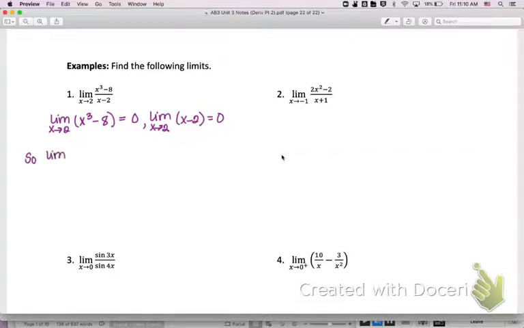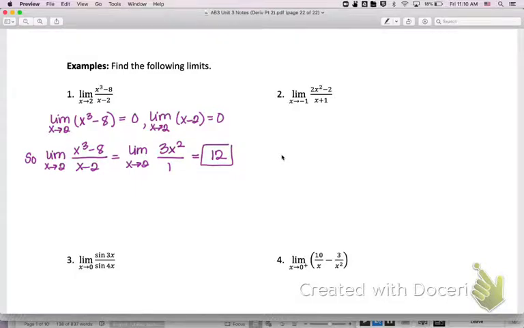The limit as x approaches 2 of x cubed minus 8 over x minus 2 is equal to the limit as x approaches 2 of the derivative, which is 3x squared over 1. We've gotten rid of the part that was a problem, so now this is equal to 3x squared, which would be 3 times 2 squared, so we get 12. That is our limit, the end. So that's pretty easy to do.